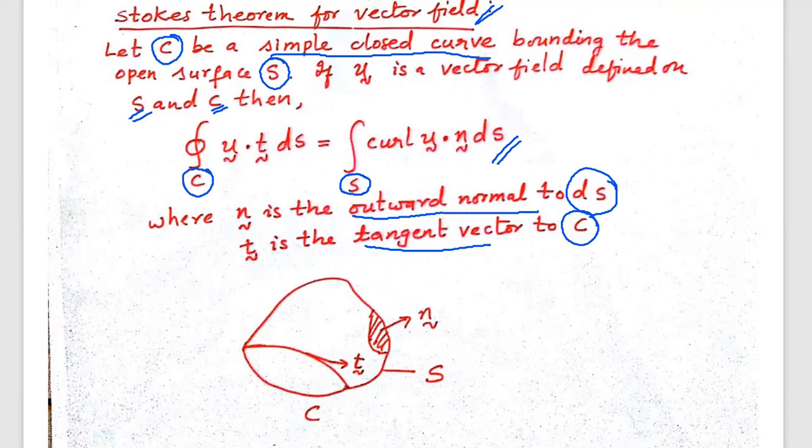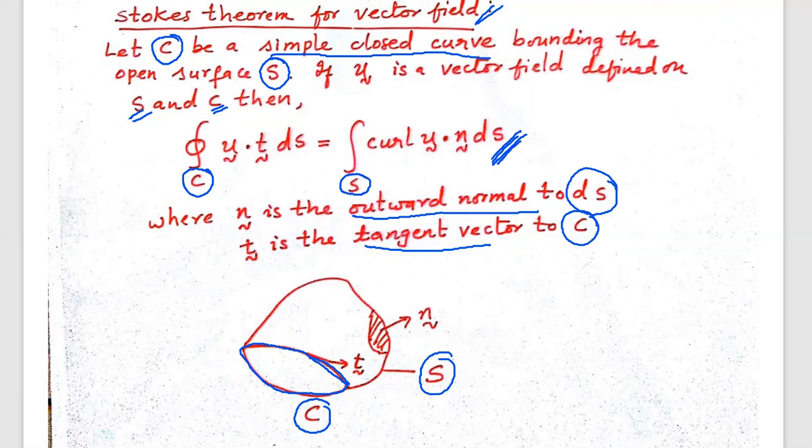So we have a simple closed curve. Let us take a simple closed curve. C is the simple closed curve. Okay, no knots, nothing like that, right? Simple closed curve C, bounding the surface S. This is the surface bounded by C. If U is any vector defined on both S and C, then you have a very important theorem. You can convert the line integral to surface integral.